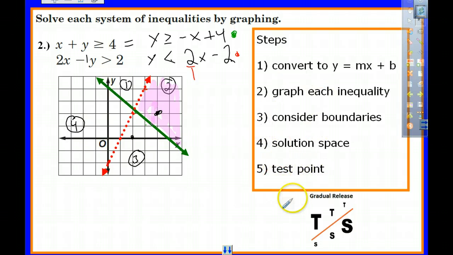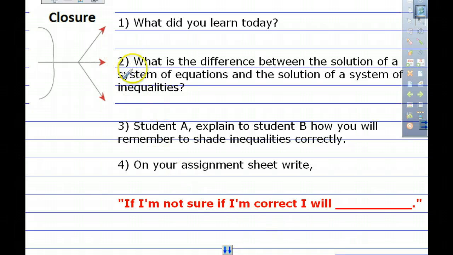Hand out your homework. Now, make sure you understand the shading, the consistency, the independence. If you're not sure I'm correct, you will check. Check. Always check. Every time. Okay? Turn them off.